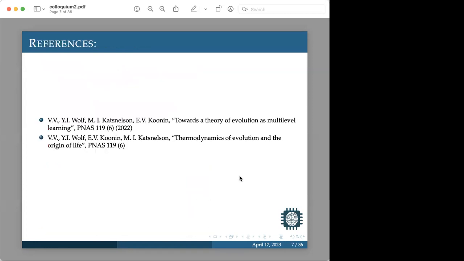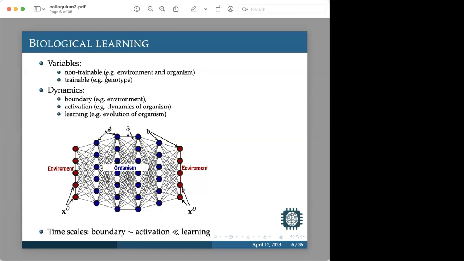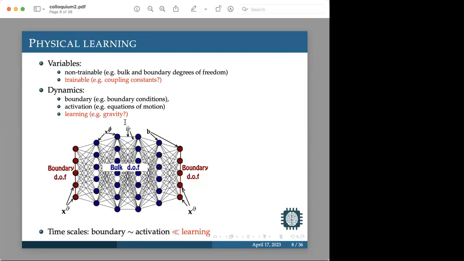Now, our main interest, however, and these are the references for that. In fact, this is just an example when we discuss biological learning on some scales, but you can go to higher scales where instead of organisms, you talk about groups of organisms, or lower scales where instead of organisms, you can talk about individual cells. And the same split between variables and dynamics can be observed. So those are the references, but we are here interested in physical learning.